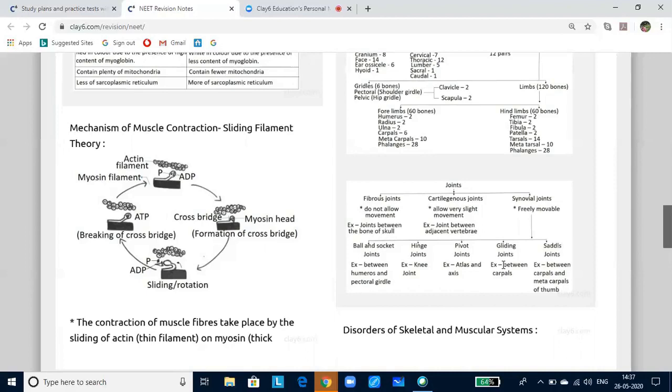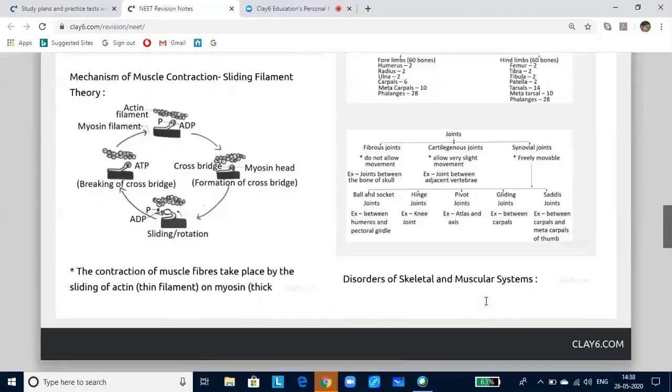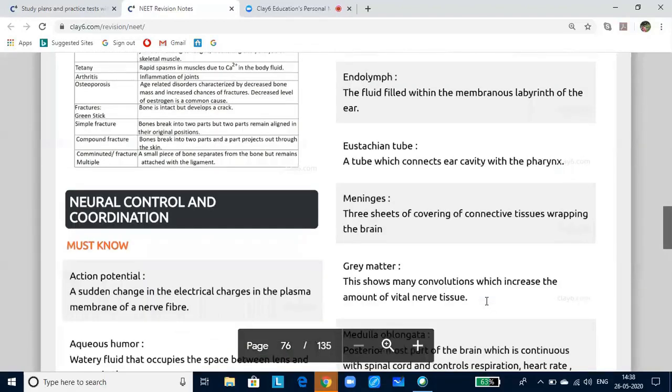Now, the third type is synovial joints or freely movable joints. In these joints, movement is possible in one or other direction. The ends of articulating bones are covered by smooth articular cartilages. A cavity called synovium is present between two bones, which is filled with a gelatinous synovial fluid. These synovial joints can be further classified as ball and socket joint, hinge joint, pivot joint, gliding joint, and saddle joint. Now, the last part: let us look at the disorders of the skeletal and the muscular system.